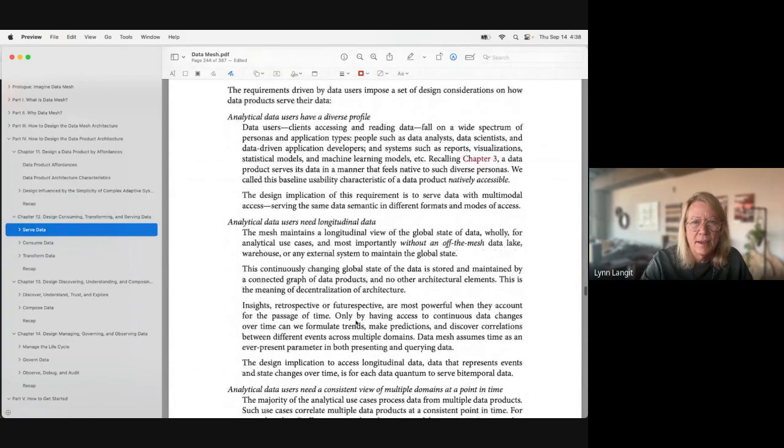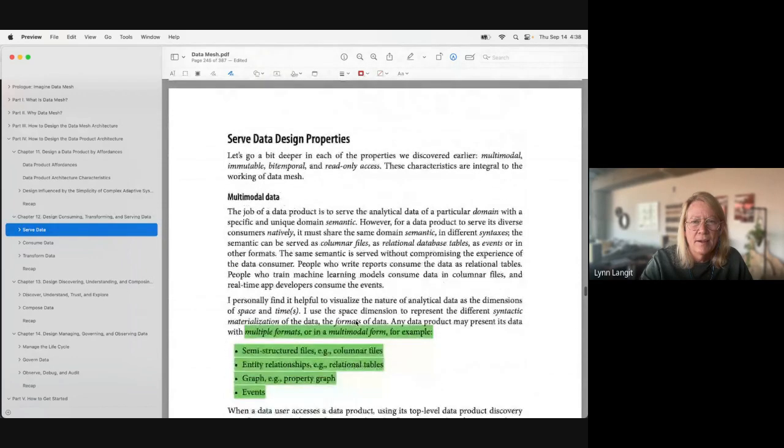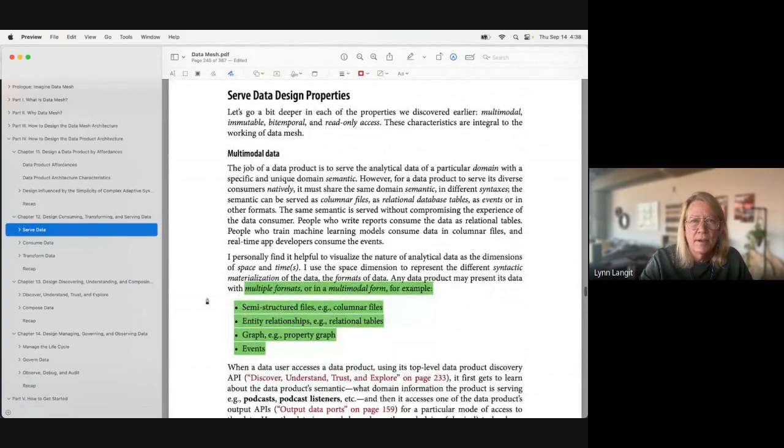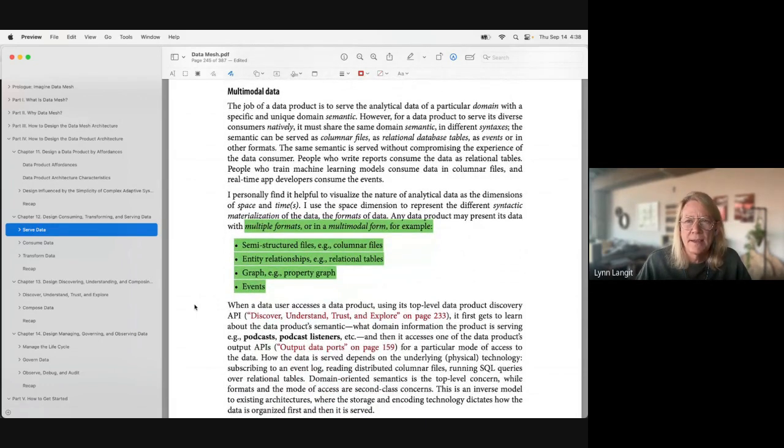So, okay, consistent. We just talked about that. Okay. So, all right, so the properties: multimodal, immutable, bitemporal, and read-only. So multimodal. The job of the data product is to serve the data domain with a unique domain semantic, okay? It must, okay, so it's saying that you might have to put it in different formats. Or there might be data in different formats.